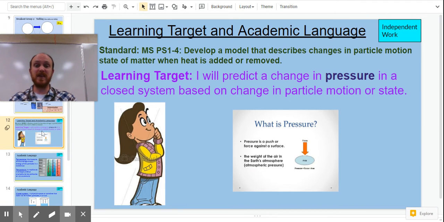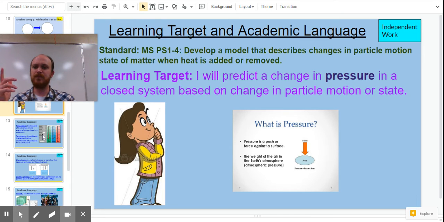Here's where your independent work begins. In independent work today, you're going to be predicting a change in pressure in a closed system based on the change in particle motion or state. So I'm going to tell you that the particle motion is changing and ask you, how does the pressure change? You're going to have to predict that for me.